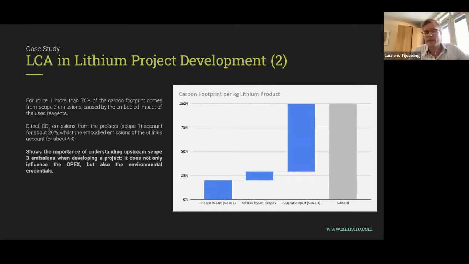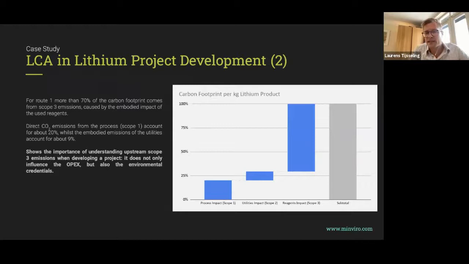and the impact of the utilities account for about 90% of the impact. And this shows then the importance of understanding these upstream scope 3 emissions when you're developing a project. It doesn't just influence the OPEX, so the costs of producing your lithium, but it also really influences the environmental credentials.